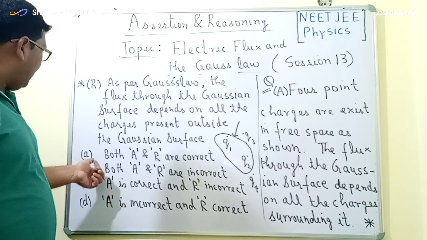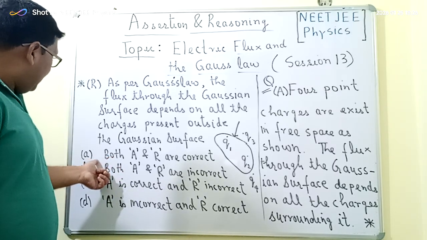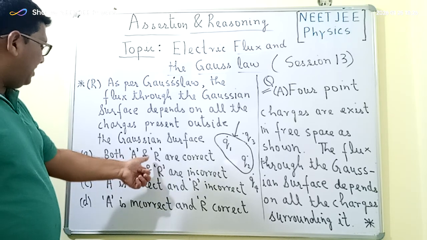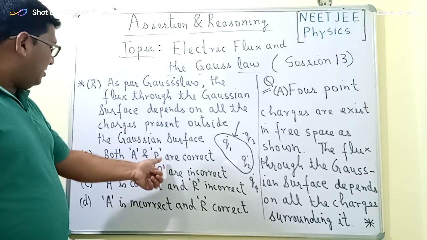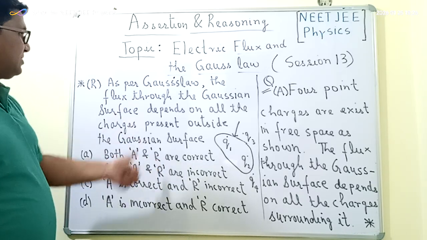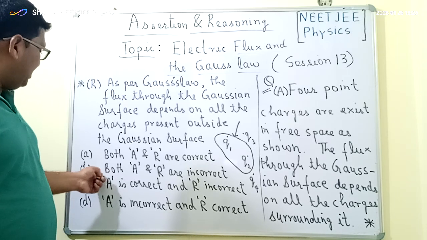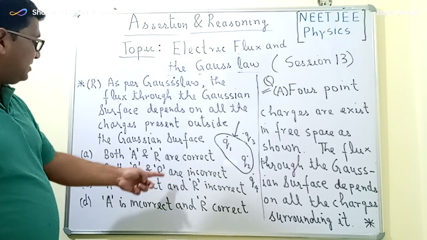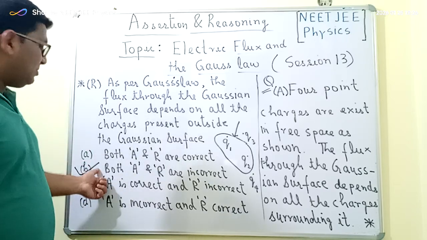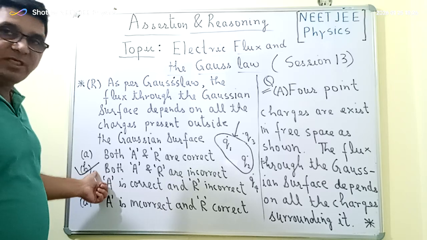So we have to select the correct option. Now in the option A, we have to select this option A if both the assertion and the reasoning are correct, and we have to select the B option if both the assertion and the reasoning are incorrect. So this is the option which we have to select. So the correct answer in this question is the option B.